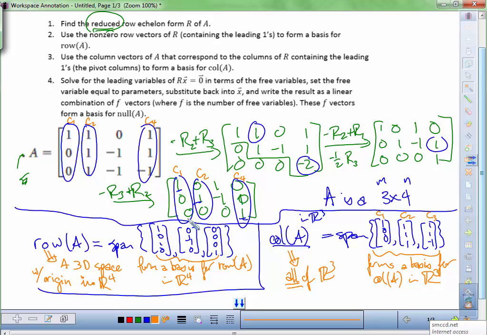So I chose these rows because they were simplified, but I could have said 1, 1, 0, 1 and 1, 0, negative 1, 1. I could have taken the original rows from the original matrix, and it would be the same thing. But this is a little bit simplified because there's more zeros in it, so it's technically a nicer basis. Sorry, Justin. That's all right.